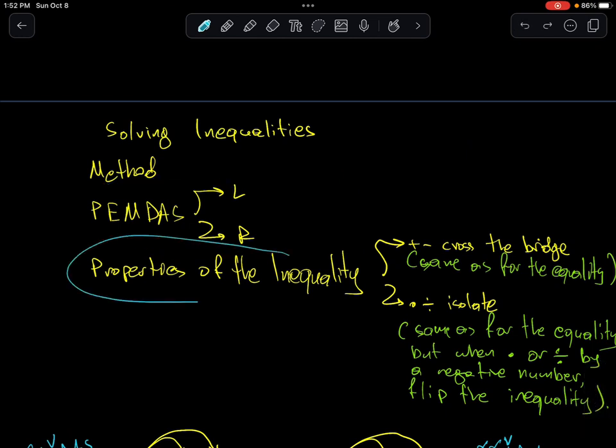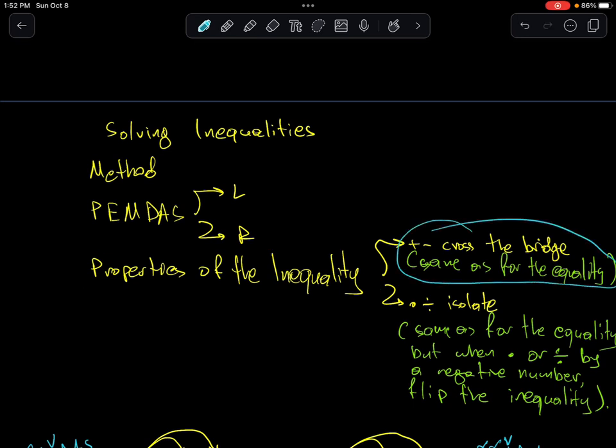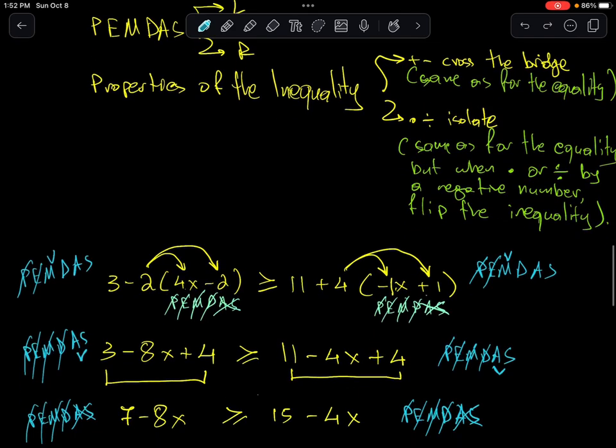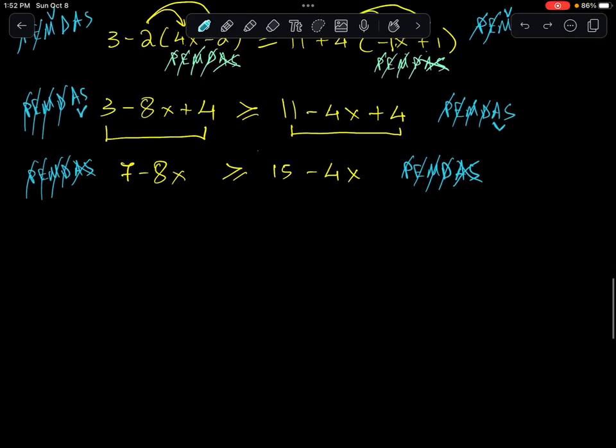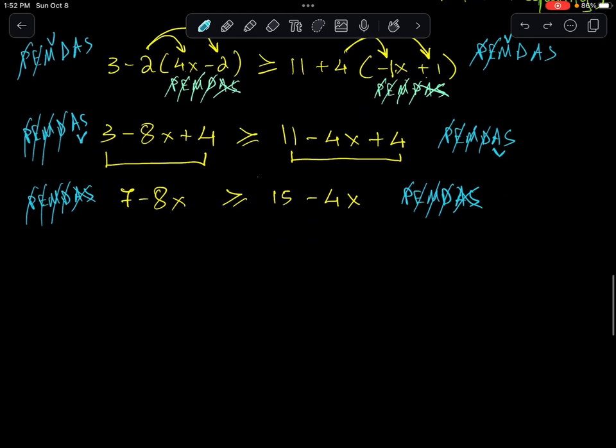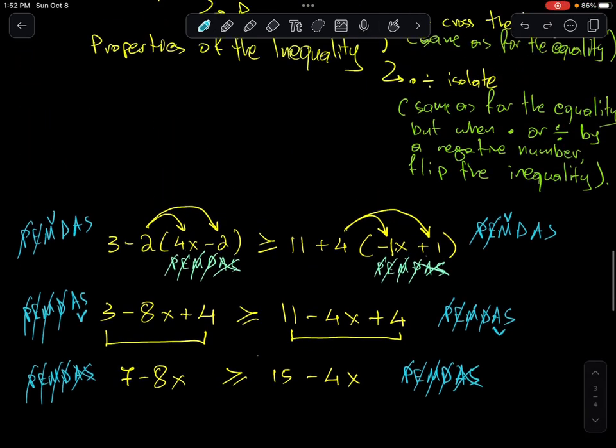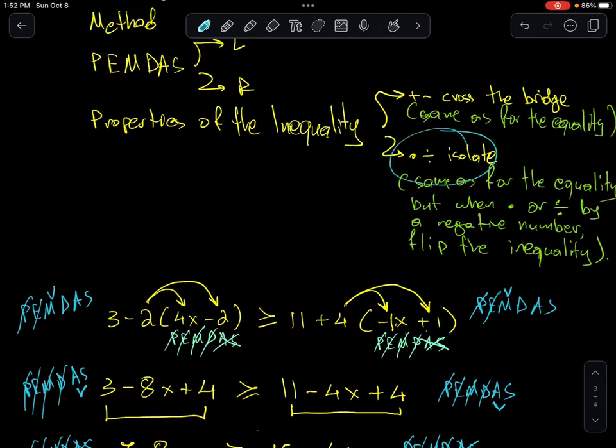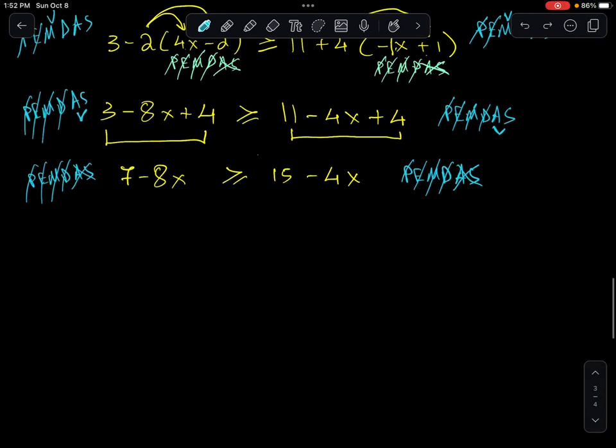The next step is the properties of the inequality, starting with addition and subtraction to cross the bridge. Terms need to cross the bridge and find their relative terms. And in particular, for starters, I want all the x on one side and all the numbers on the other side, and then after I do this, I will isolate.